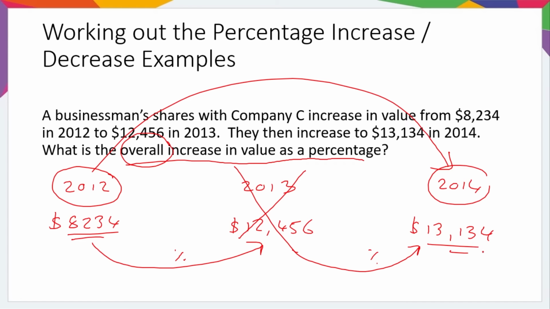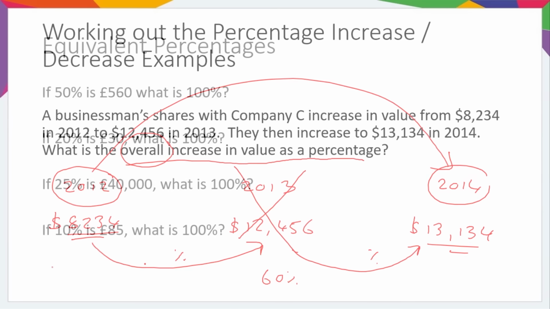So again, now it's fairly straightforward, same as all the other ones we've been doing. 13,134 minus 8,234, that's the difference, 4,900, divided by what it was originally, which was the 8,234, and multiply that by 100, and that works out to the nearest whole number. That is a 60% increase. So don't forget the formula, difference divided by the original value multiplied by 100, and that's the same whether you're calculating an increase or a decrease.